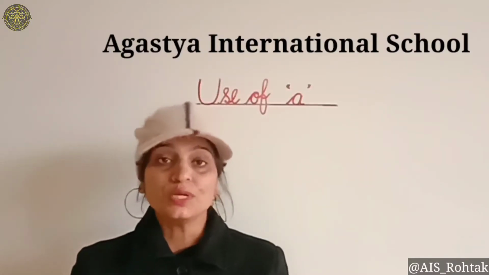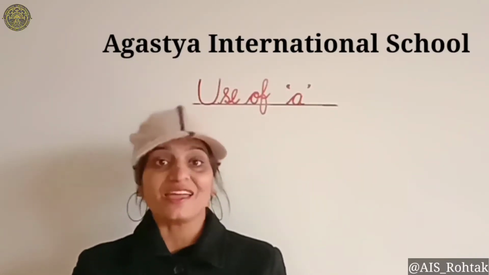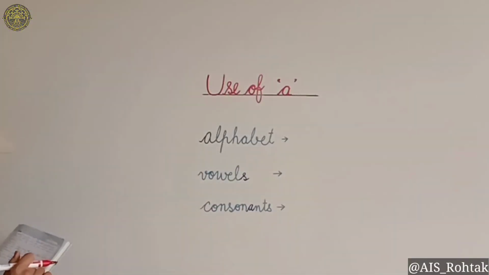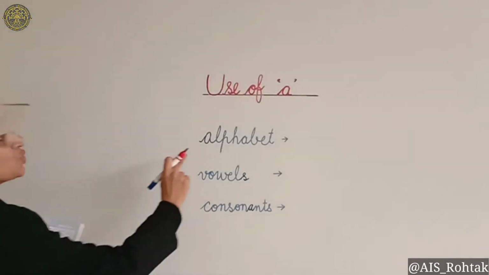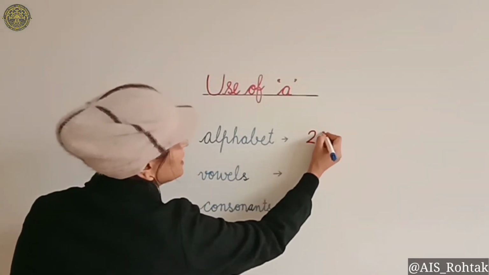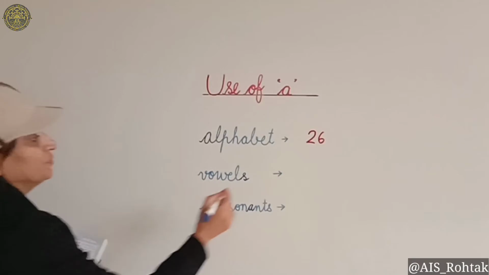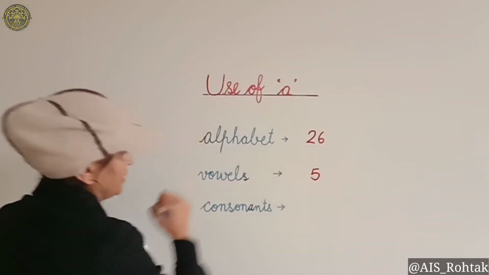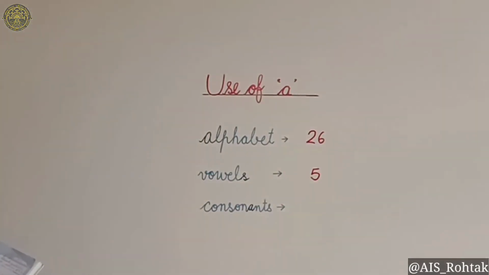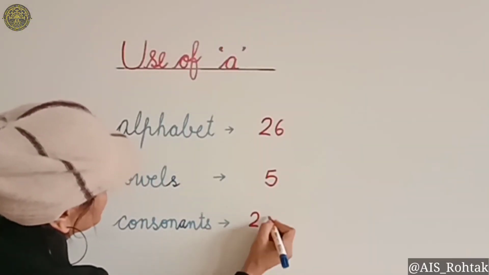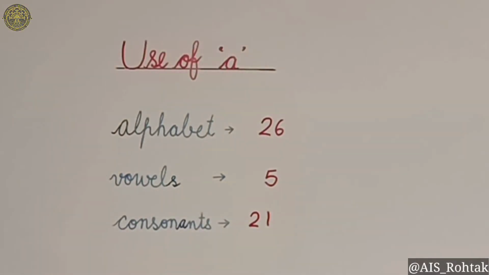Today we are going to learn use of A. We know that the English alphabet consists of 26 letters in all. Of these, vowels are 5 and rest of them are known as consonants. We have 21 consonants. Now I'll show you some pictures.